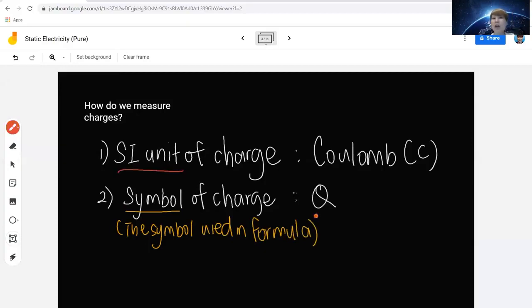However, the SI unit is how you measure the charge. For example, for distance, you measure it in terms of kilometers or meters. So for charges, you measure the number of charges using coulomb. Now, let's understand coulomb a little bit better.